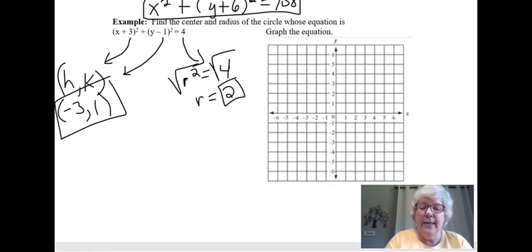center, negative 3, positive 1, and I'm going to put a point right there. Then my radius is 2, so I will count out 1, 2 to the right, 1, 2 up, 1, 2 to the left, 1, 2 down. And that gives me 4 points to kind of sketch in my circle. And then I will sketch that circle in. Again, if you're using a computer software to do your homework, your circle is going to look a lot prettier than mine. Hope this helps you out.